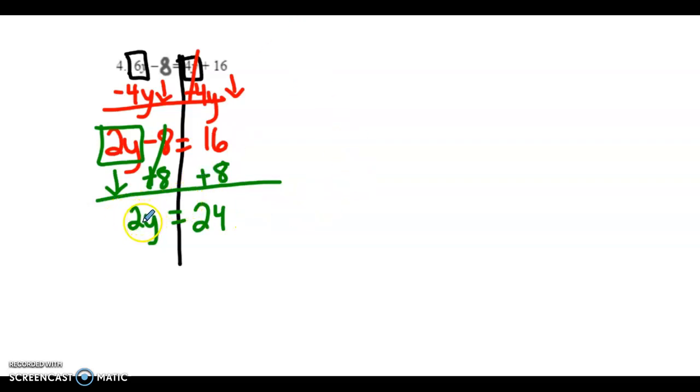And then we still need to get the y by itself, so we have to get rid of this 2. Right now we're timesing by 2, so the opposite would be to divide by 2. And y would equal 12.